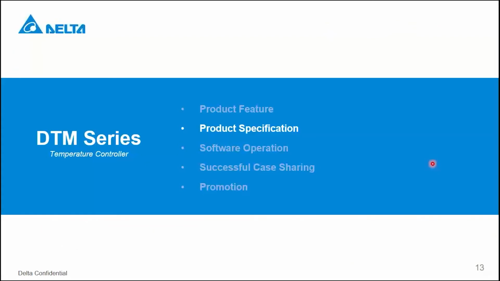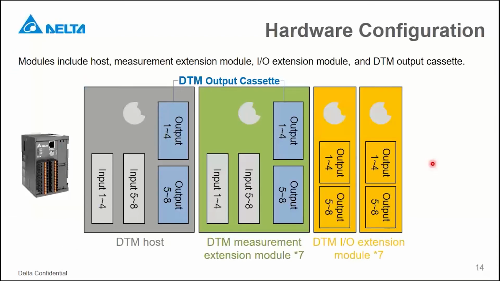Okay, so let's go to the product specifications. Here's the hardware configuration. I try to make it easier to understand. Mostly, there's what we call the host unit, similar to a CPU. The things include the host, the measurement extension module, the I/O extension module, and the output cassette, which is like a card. So let's go back to the picture.